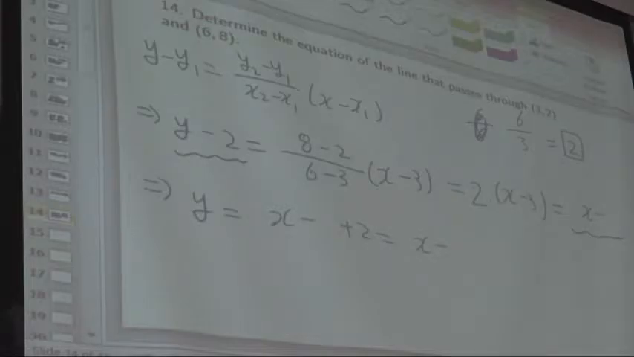So which is 2 times x minus 3, which is 2x minus 6. So I have 2x minus 6 and move negative 2, which is a plus 2. So I have 2x minus 4. That is the equation. That's y equals 2x minus 4. Yeah, y equals 2x minus 4.